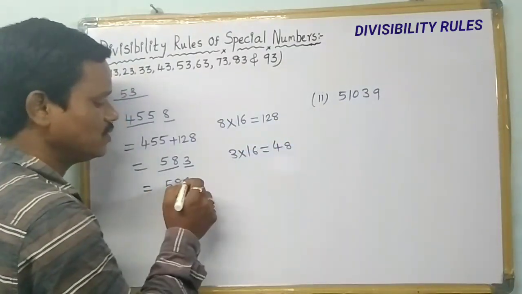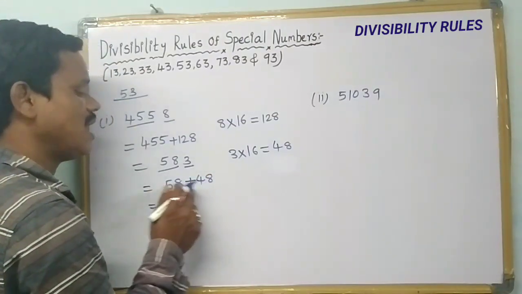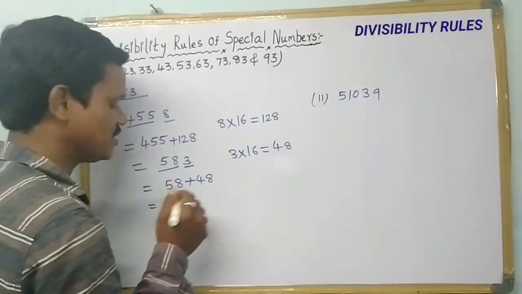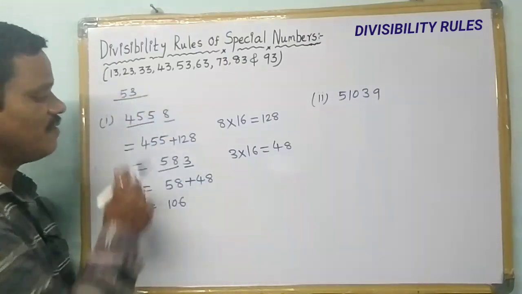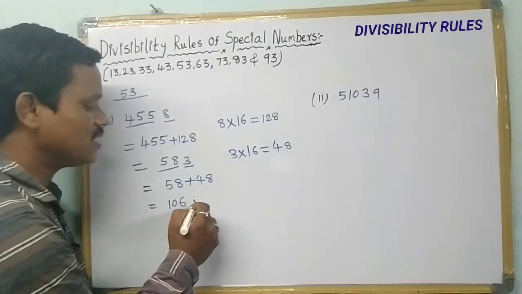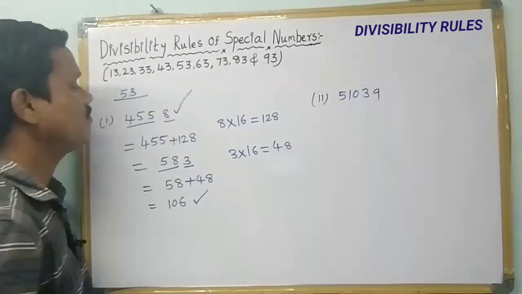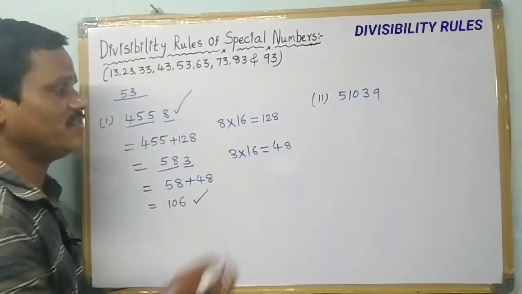Add 48 to the second part: 58 plus 48 is 106. 106 is a multiple of 53. 53 twos are 106. 106 is divisible by 53. So 455 is divisible by 53.